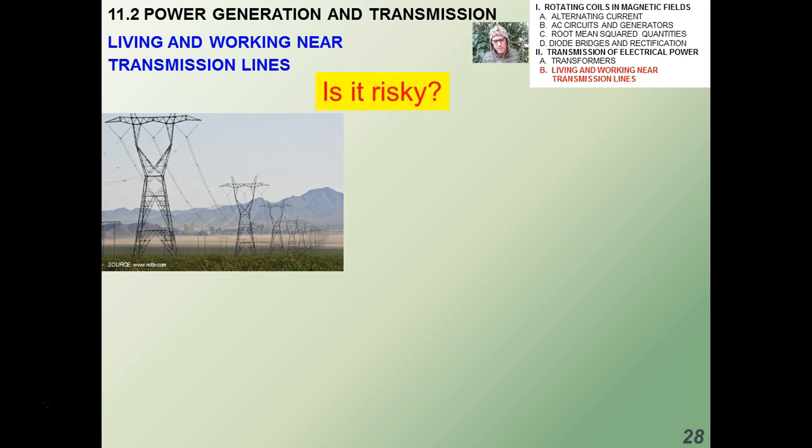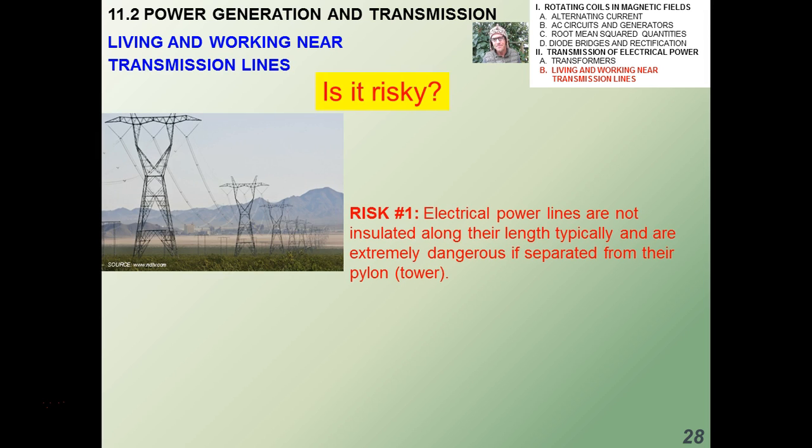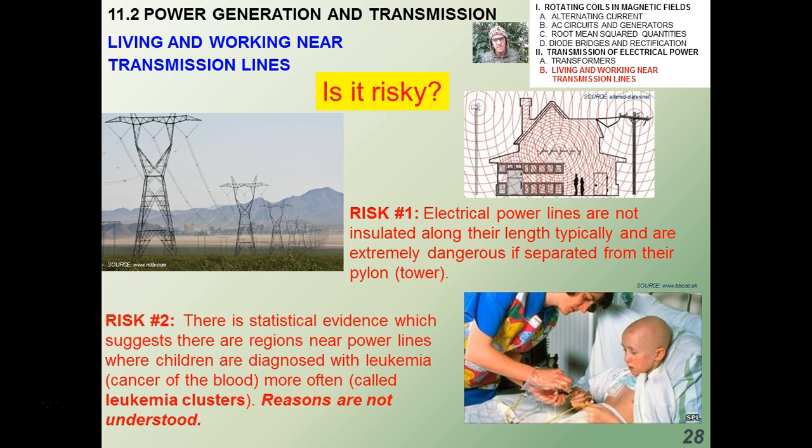Okay, the big question is, is it risky? Well, it can be risky. Electrical power lines that are not insulated along their entire length can be extremely dangerous if they come down from the tower, because if you touch them, you can get electrocuted. Number two, you know that a current-carrying wire carries a B field, right?